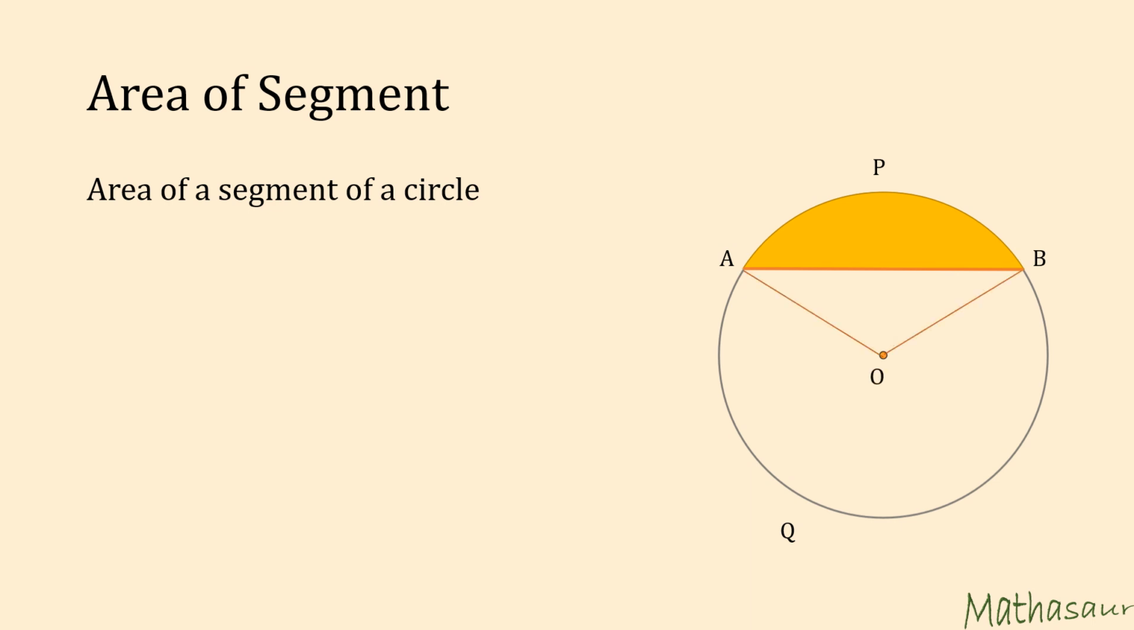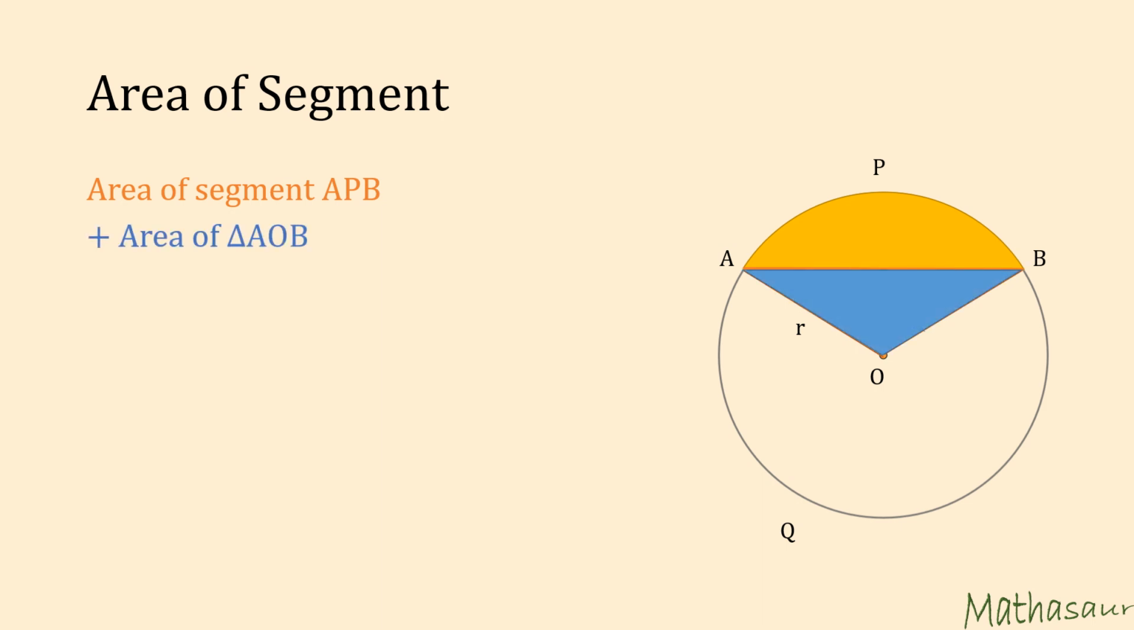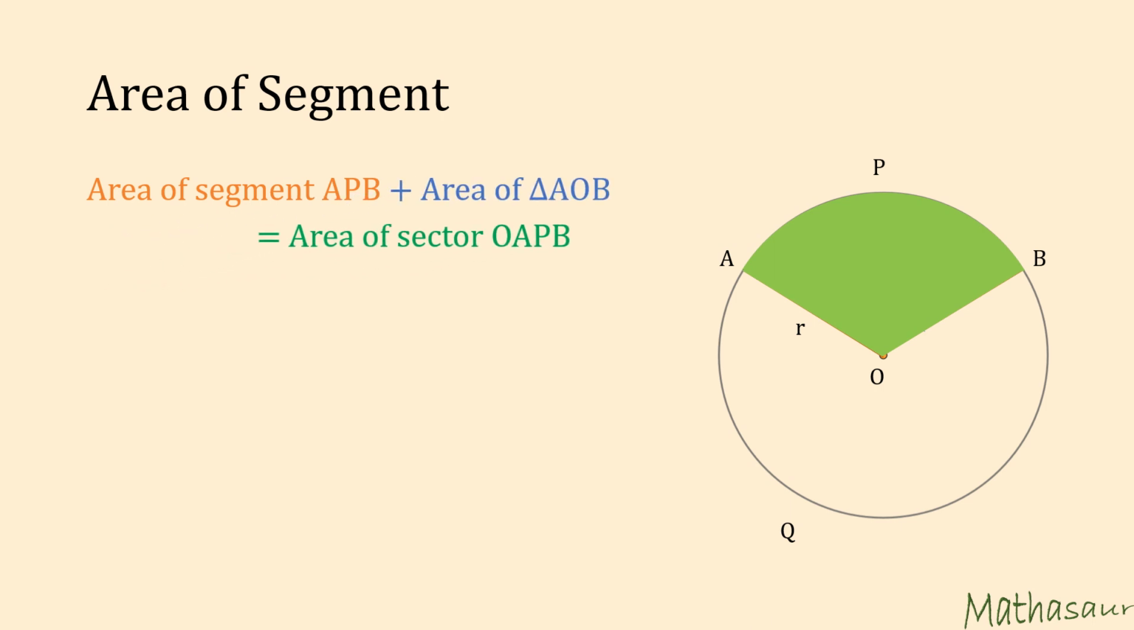Let us join radii OA and OB. Now, the chord AB is subtending an angle theta at the center, or angle AOB is equal to theta. Now, let us try to find the area of segment APB. If we add the area of the triangle AOB, then we will get the area of sector OAPB. Let us rearrange the terms, and we see that the area of segment APB would be equal to the area of the sector OAPB minus the area of triangle AOB.